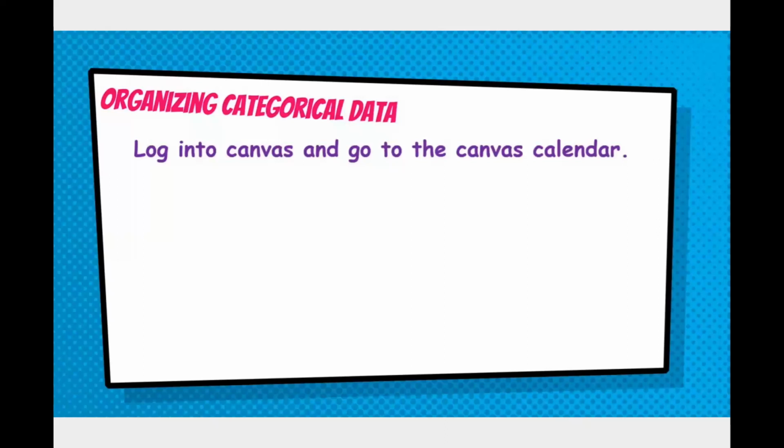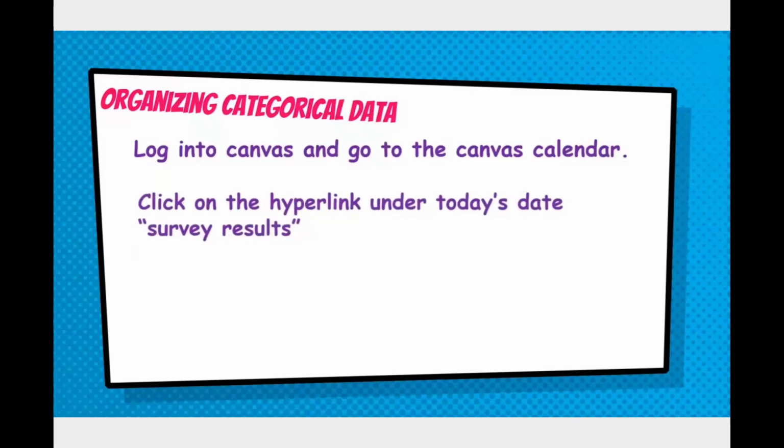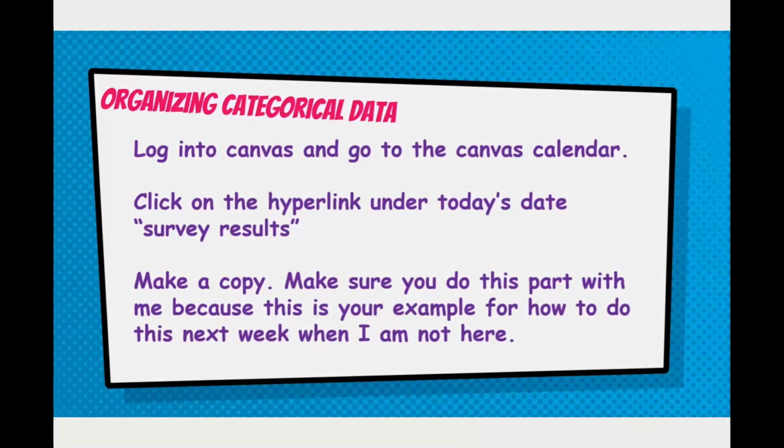So you're going to pick a topic where you're looking at two different things like that, and then you're going to organize it into a two-way table. So you're going to log into Canvas, go to the Canvas calendar. We're going to talk about this right now and click on the hyperlink under today's date for survey results. I made this available for you guys. You're going to make a copy, and be sure to do this next part with me because this is your example for next week when I'm not here.